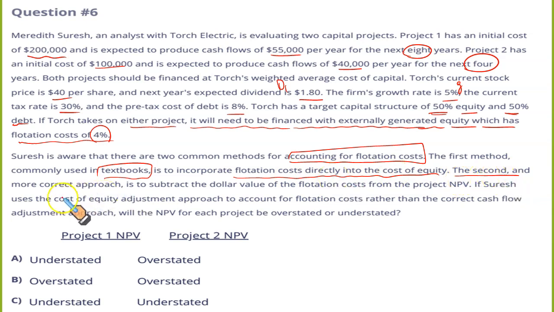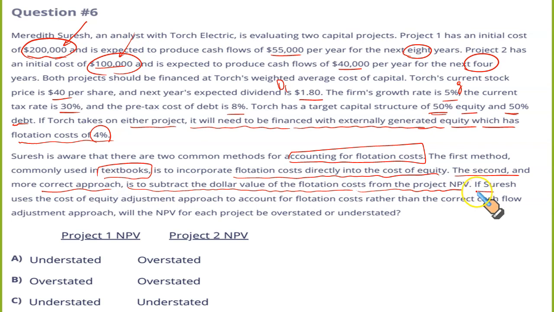The second and more correct approach is to subtract the dollar value of the flotation cost from the project's NPV. In fact, you consider it as your initial outflow, just like this 100,000 in case of the second project, 200,000 in case of the first project. The flotation cost is embedded or included in this initial outflow. That's the difference.